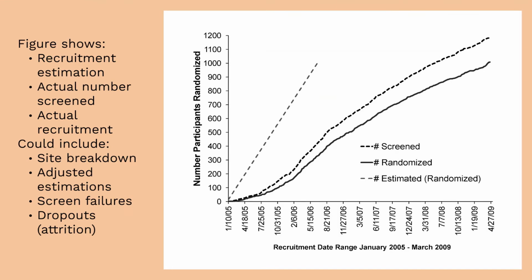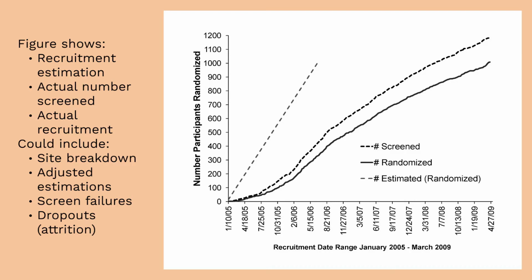An example of a report, a generic report here, you can see on the vertical axis is the number of participants randomized. On the horizontal axis is the recruitment date range, and this one happens to show from January 2005 to March 2009. And it's shown by quarters here. This is the duration of a study. The figure shows this one very simply the number of screened participants, that is the middle short dashed line, the number of randomized participants, that is the solid line at the bottom, and then the estimated recruitment, and that is the wider dashed line on the top or on the left side.